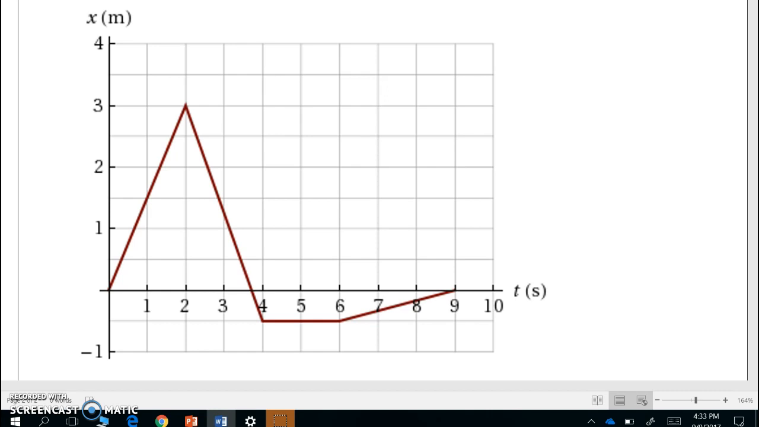Let's calculate the speed of the object in one of the time intervals. Let's say from 0 to 2 seconds, let's calculate the speed.